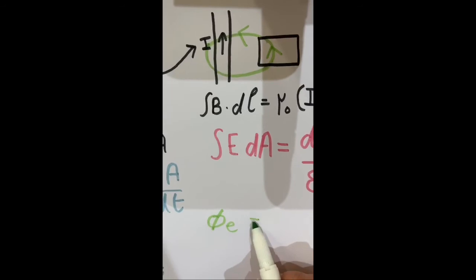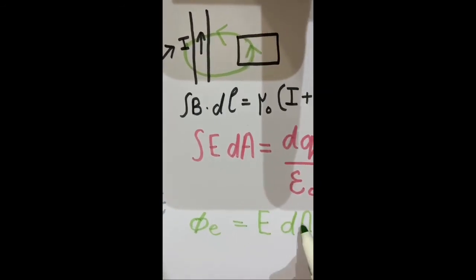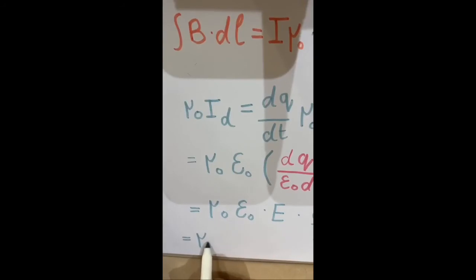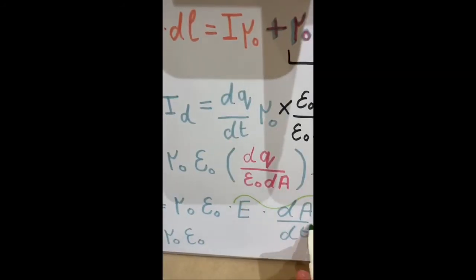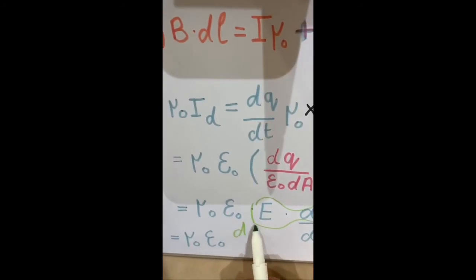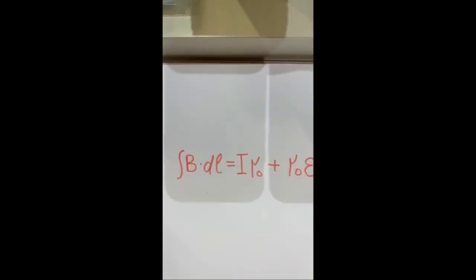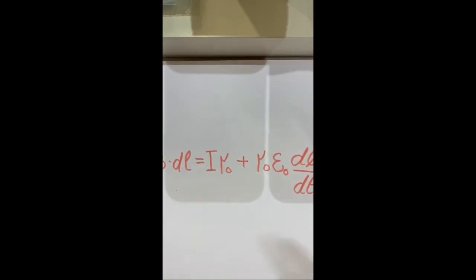Let's remind ourselves of the electric flux, that is electric field times dA. So now I'll replace the E dA with the flux. And do not forget to write E beside the flux to indicate that it is electric flux. So this is the final fourth equation.